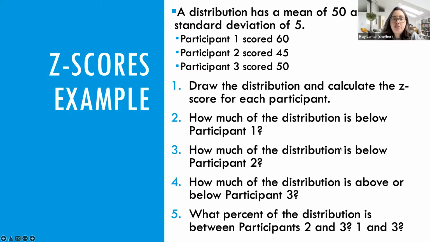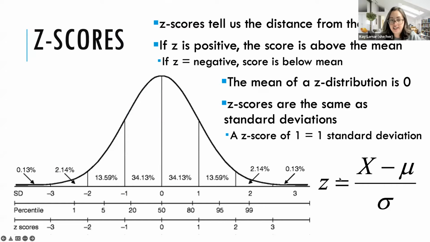And so let's get a little bit of practice here. Hypothetically, let's say we have a distribution with an average of 50 and a standard deviation of 5. There's 3 participants that we're going to focus on here. Participant 1 scored a 60, participant 2 scored 45, and participant 3 scored a 50. So first, on your own, I want you to draw the distribution and calculate the z-score for each participant. Again, you're going to solve for z here in that formula.